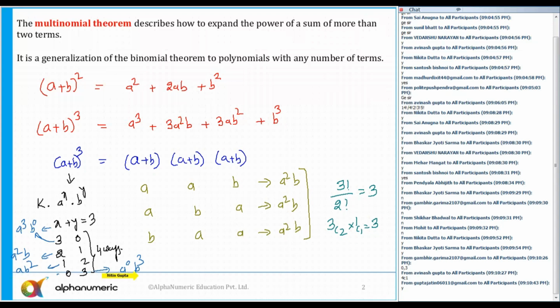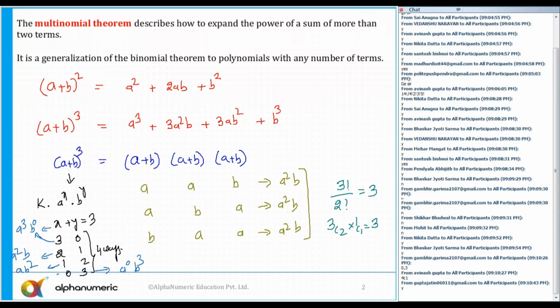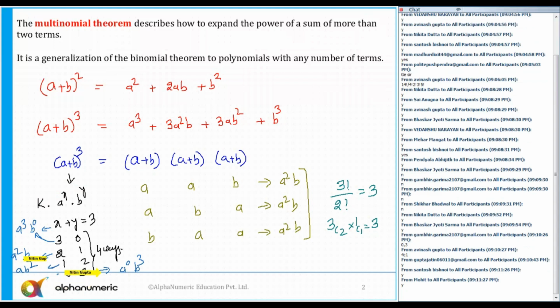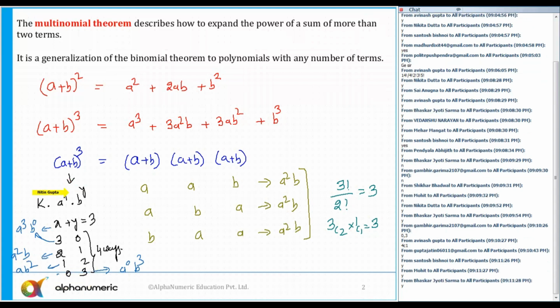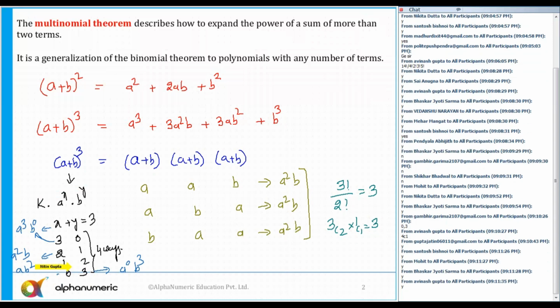So the total number of terms is basically the number of ways in which the sum of the powers, x plus y, can be equal to 3. Is that clear to all of you? And any power can be equal to 0 also. So which means I basically need to find the non-negative integral solutions. Yes or no? So now let's move ahead.